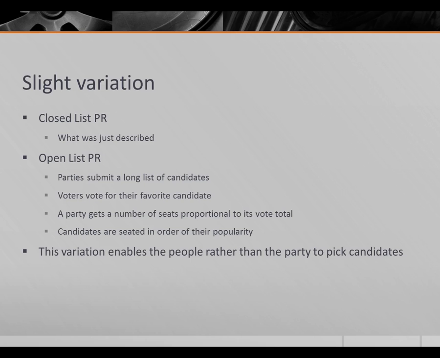There's a slight variation within list PR. There's also something called closed list. Well, closed list PR is what we just talked about, but there's also something called open list PR. Open list PR is where parties submit a long list of candidates, but voters vote for the candidates, not for the party. And the party still gets a number of seats proportional to its vote total, but it seats candidates not in the order that the party leaders selected them, but in the order in which the voters selected them. This variation enables the people rather than the party to pick the candidates.